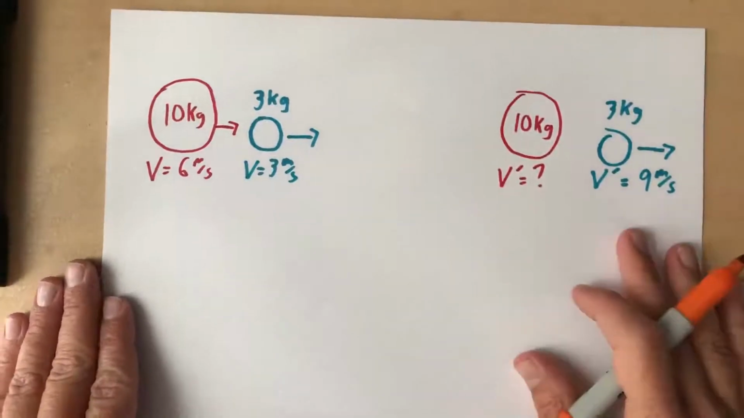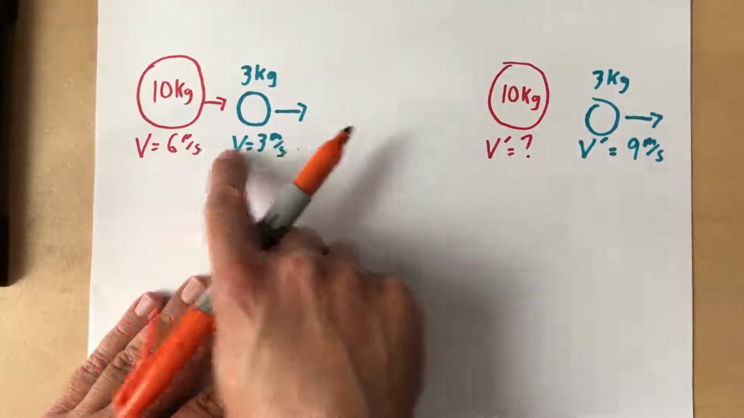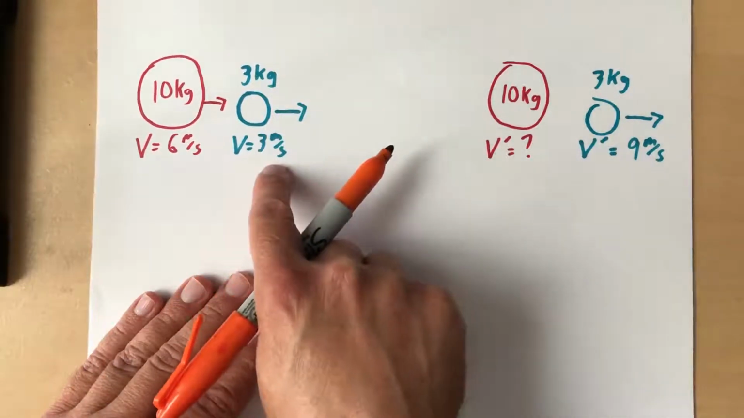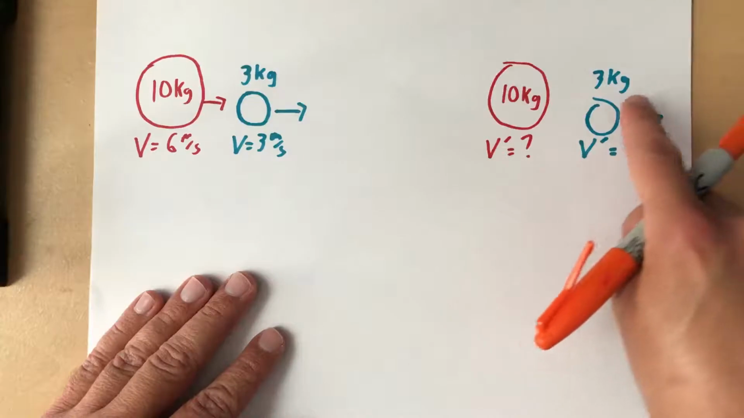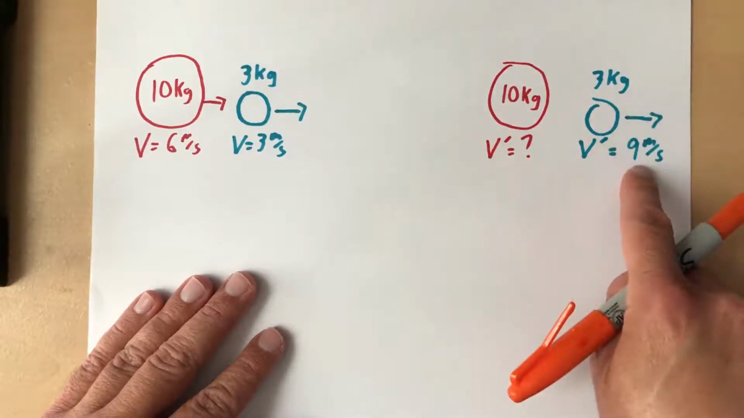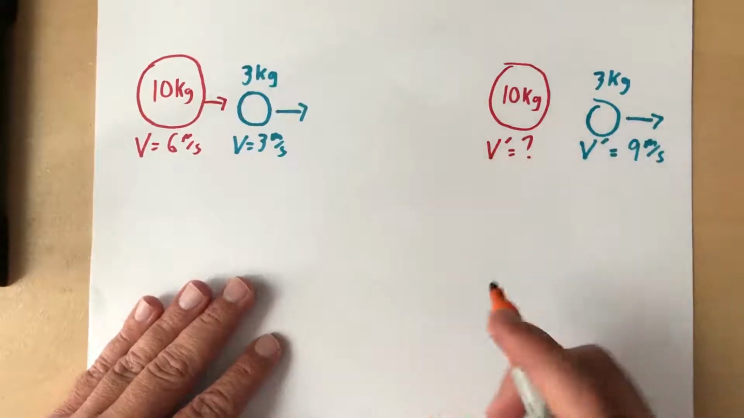So let's go on to the next one here. Now I'm skipping up to number 4 here. So on number 4, we've got a 10-kilogram ball going 6 meters per second, a 3-kilogram ball going to the right also at 3 meters per second. And then afterwards, they tell us that the 3-kilogram ball is now, after the collision, going 9 meters per second. And so what's the velocity of the 10-kilogram ball?